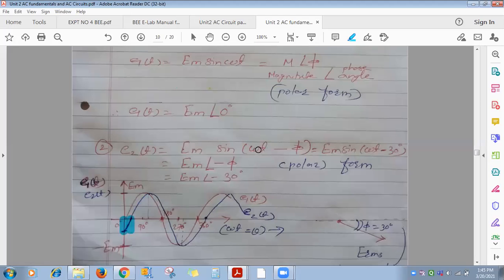So at the origin you can find it has a negative value. Whenever after omega t there is minus phi, minus 30 degree, minus 20 degree, minus 40 degree, whatever the minus phi is, what does it mean? At the origin it has some negative value. All of you can observe here, this blue color waveform E2t has some negative value at the origin. Is it clear up to this point to everyone?